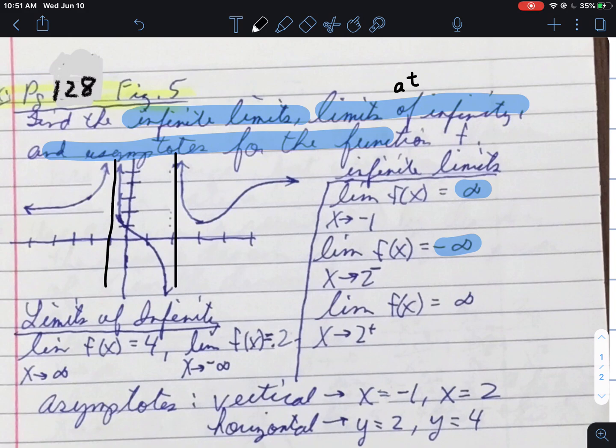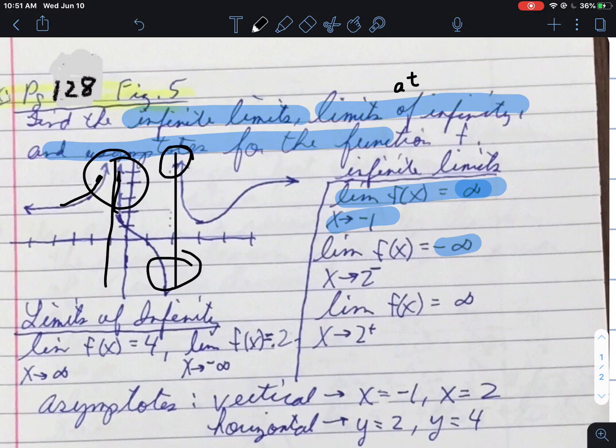So what is the behavior here with respect to that vertical asymptote? Well, I've got the limit as x approaches -1 of f of x equals infinity. And it's the same behavior from both sides. So as we approach -1 from the left, as we approach -1 from the right, in either case, we're shooting off to infinity. There's our appropriate limit statement. Now for 2, we've got different behaviors here and here.